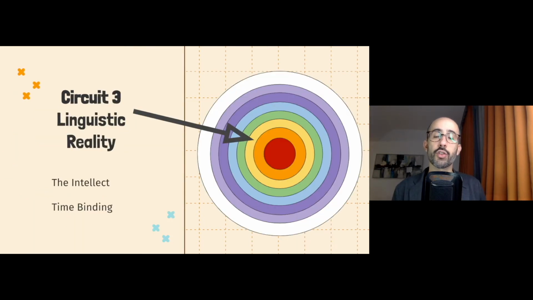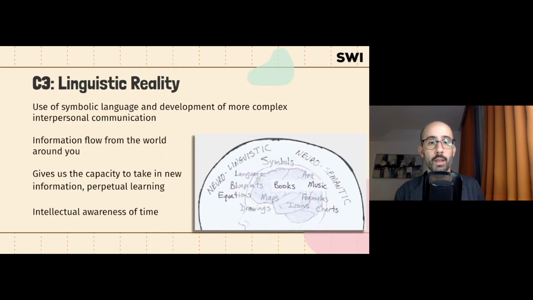Now on to Circuit 3: linguistic reality. Circuit 3 can be understood as a circuit of the intellect. Circuit 3 is all about information, language, and the virtual symbolic worlds that we create with it. In Circuit 3, we use symbolic information and develop complex interpersonal communication called language. Our capacity to accept concepts, dogmas, and codes of behavior is essential to imprinting.